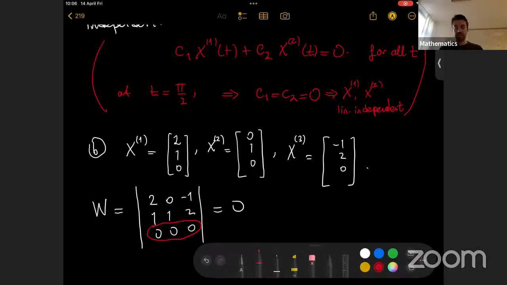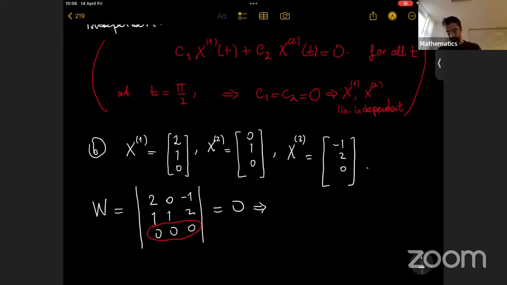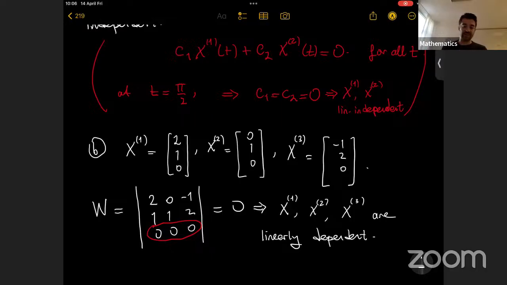This implies x1, x2, x3 are linearly dependent. This says basically you can write, for instance, x1 as a combination of x2 and x3. It's possible.